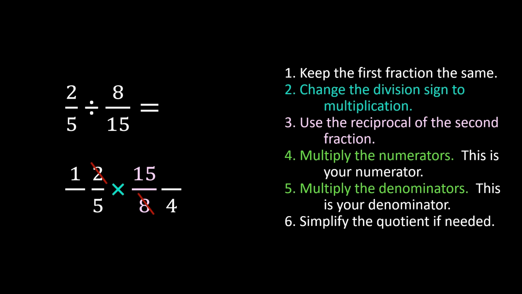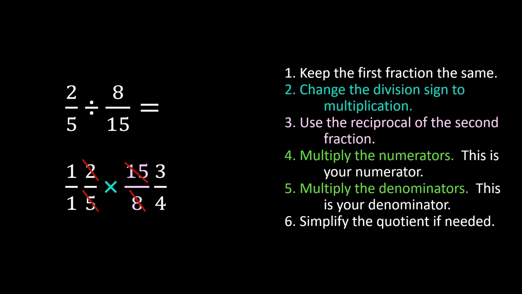If you also notice, 5 and 15 are diagonal from each other, and 5 and 15 share a common factor of 5, which means I can divide the 5 by 5 and get 1, and I can divide the 15 by 5 and get 3. Now when I go to multiply my numerators, instead of multiplying 2 times 15, I'm going to be multiplying 1 times 3. And that's a much easier problem to do. 1 times 3 is 3, and so 3 is my new numerator. Multiplying my denominators is my next step, and instead of multiplying 5 and 8, I'll be multiplying 1 and 4, and 1 times 4 is 4.